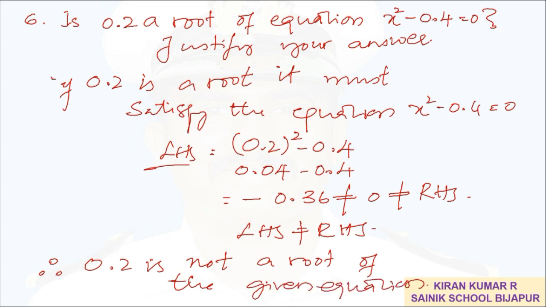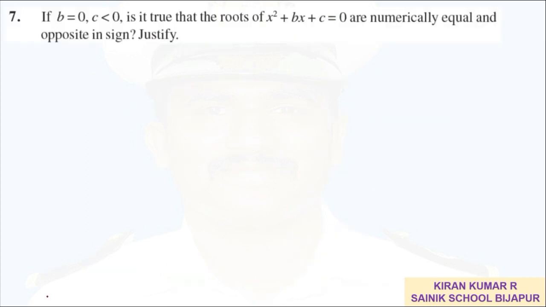Let's end this session with one more question. Question number 7. Question 7 is: if b equal to 0, c less than 0, is it true that the roots of x square plus bx plus c equal to 0 are numerically equal and opposite in sign? Justify. They are given b is 0 and c is less than 0, we have to make use of that.